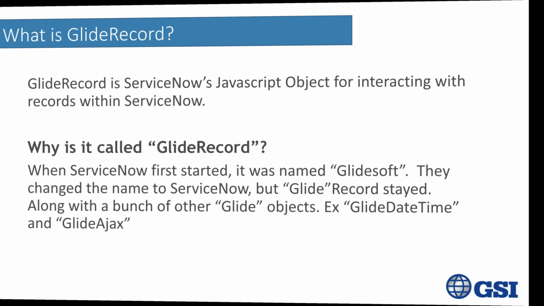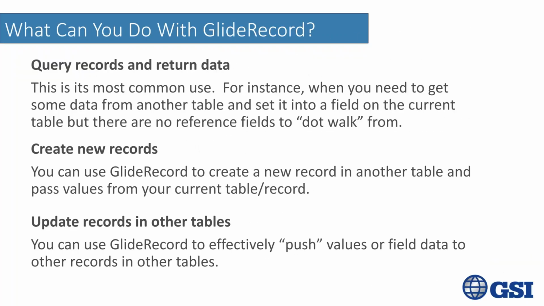All right, so what can you do? You can query records and return data from them, right? You can create new records and you can update records, right? You can query those records without needing to DotWalk. You can run queries and that sort of thing. Now, what is a DotWalk?